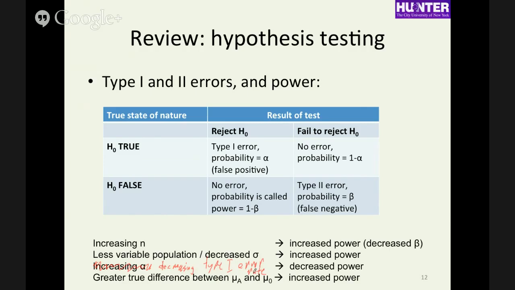Yeah, power is going to be lower because it's harder to find enough evidence to reject H0 at alpha equals 0.01, right? So even if the alternative is true, you're less likely to reject the null because you're requiring more evidence, so your power goes down. It's kind of unintuitive, eh?